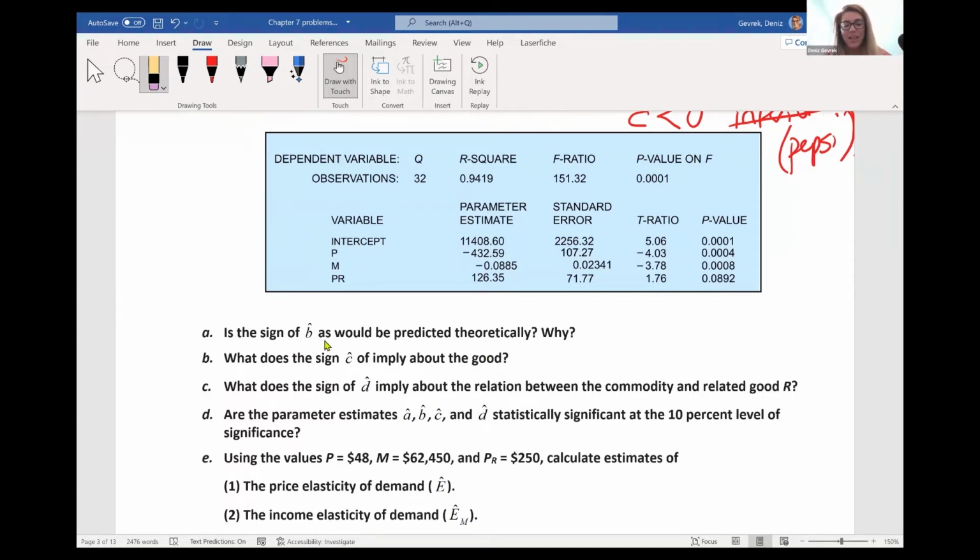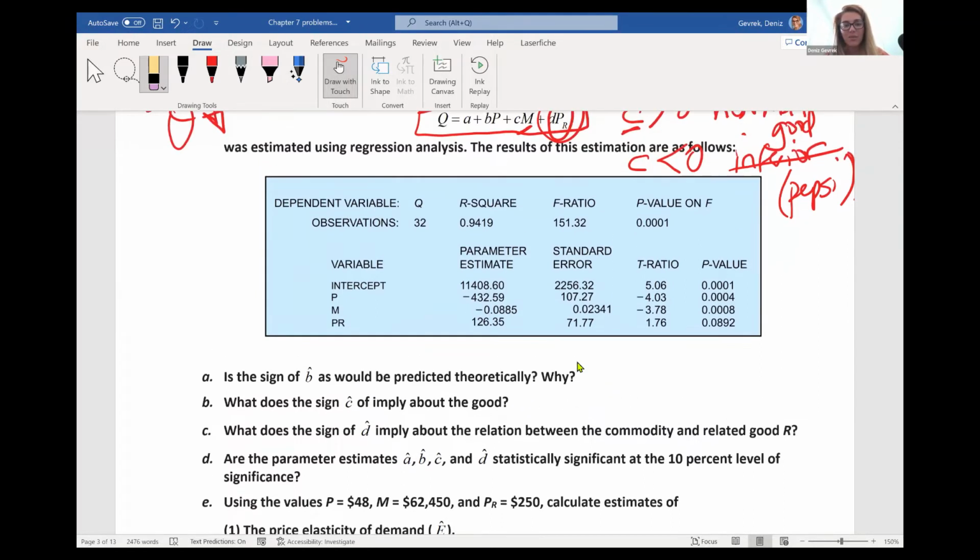Is the sign of beta hat as would be predicted by theory? Why? Let's take a look. What was beta hat? So I'm going to go in here. Intercept, this is A hat. P, B hat, negative. Actually, yeah, it's supposed to be negative. C hat. Ooh, we have an inferior good. And D hat. Oh, these are substitutes. Okay, so look, B hat is negative. Okay, yes. This is what the law of demand says.